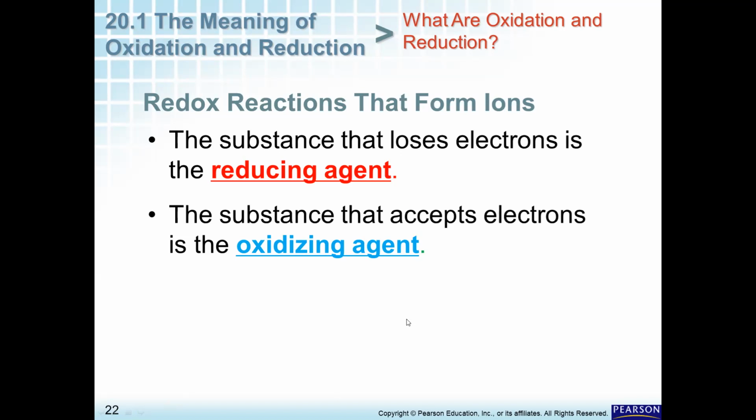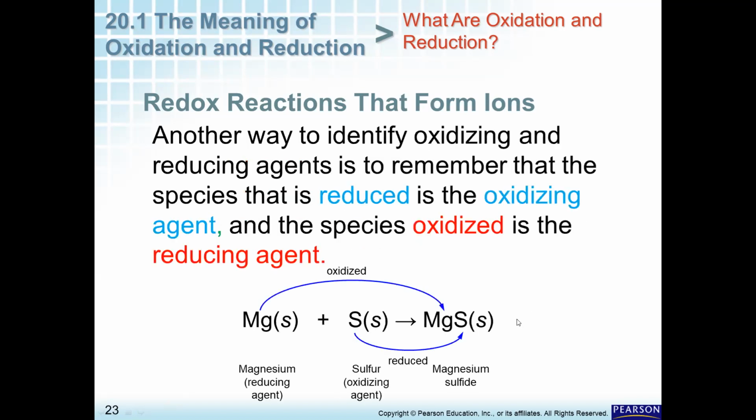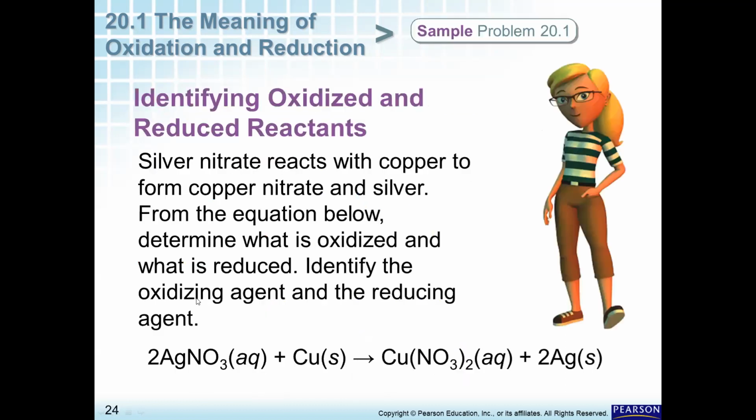And of course, once we determine that, then we can decide which one is the reducing agent and which is the oxidizing agent at the same time. So in this case, which is the magnesium sulfide compound, magnesium has been oxidized. So that is the one which is the reducing agent. And the sulfur is called the oxidizing agent because it's been reduced.